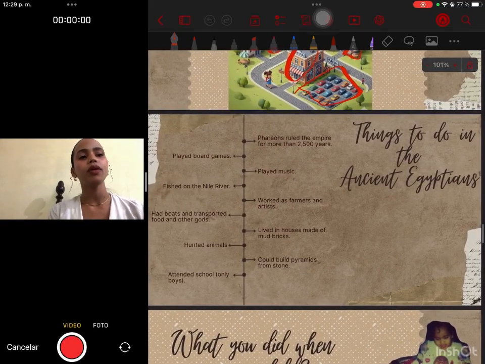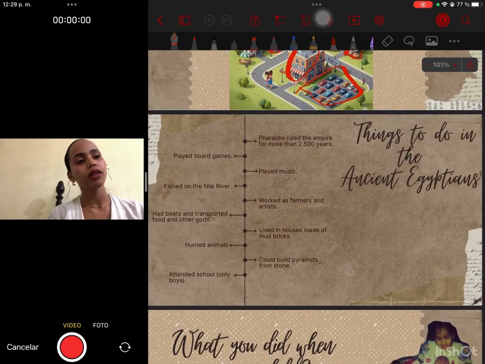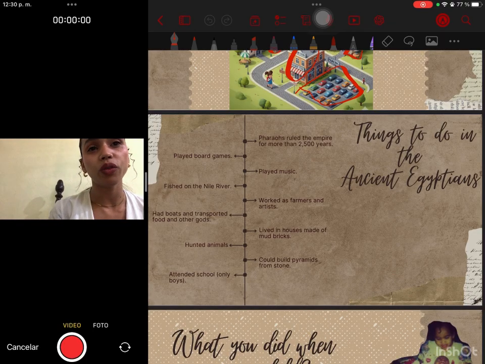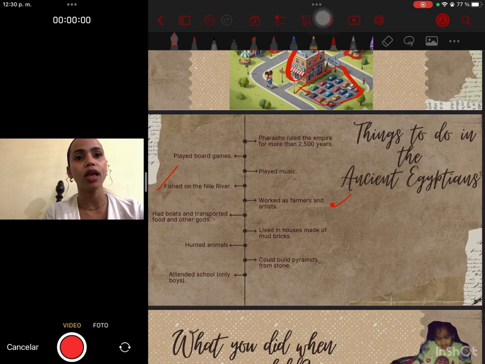Things to do in ancient Egypt. The pharaohs ruled the empire for more than 2,500 years. Egyptians played board games, played music, fished on the Nile River, worked as farmers and artists, had boats and transported food and other goods.